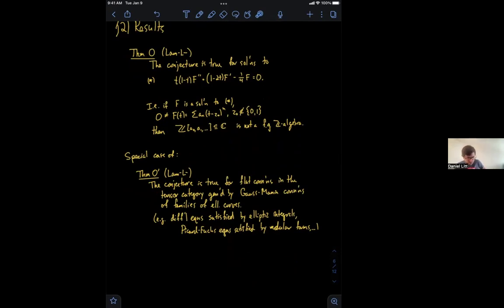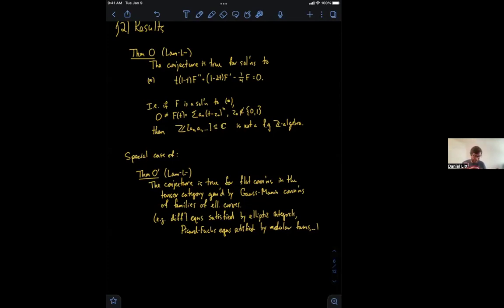There are some other classes of differential equations where we can handle all initial conditions, but they're of a similar flavor. Okay, so for the rest of the talk, I want to explain some cases where we can handle certain classes of Taylor expansions, so Taylor expansions around certain special points.